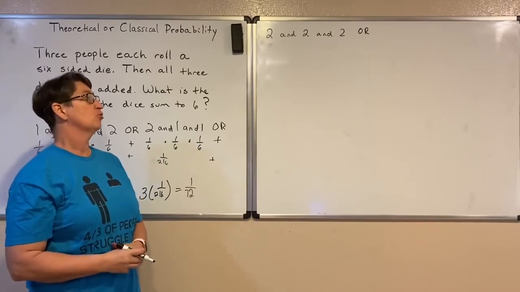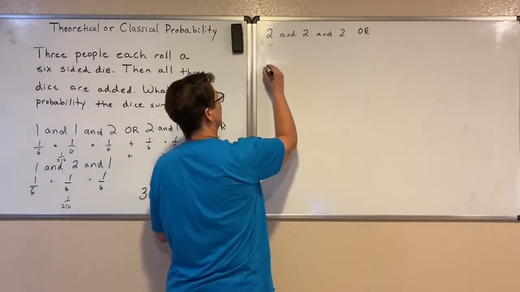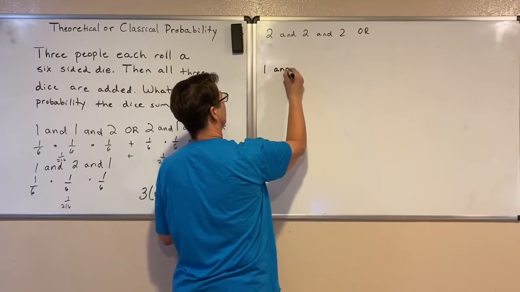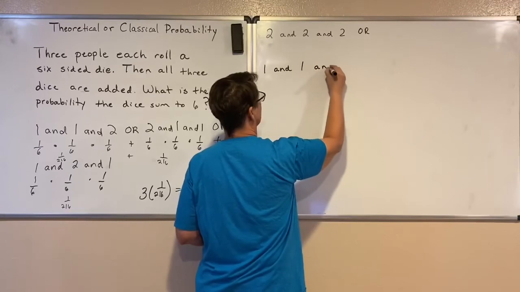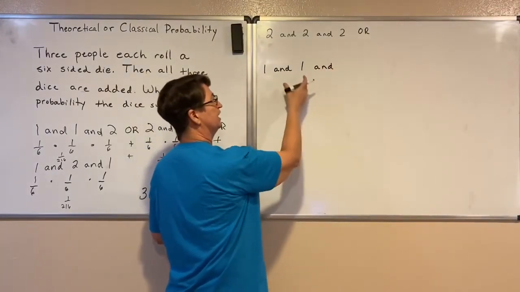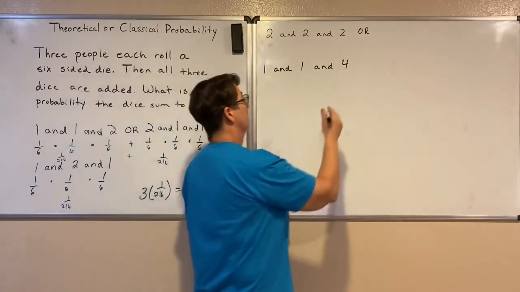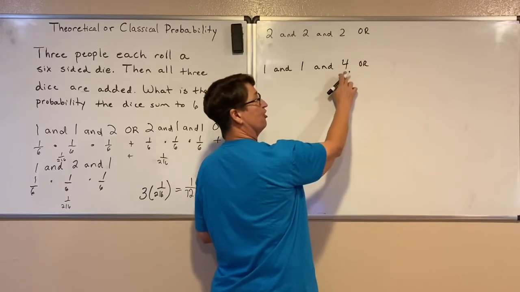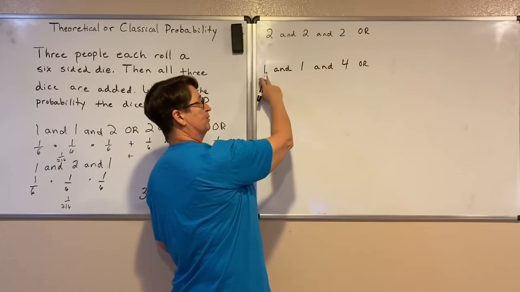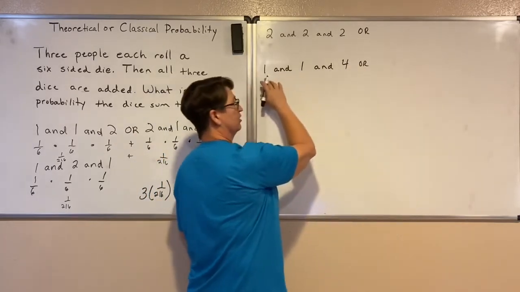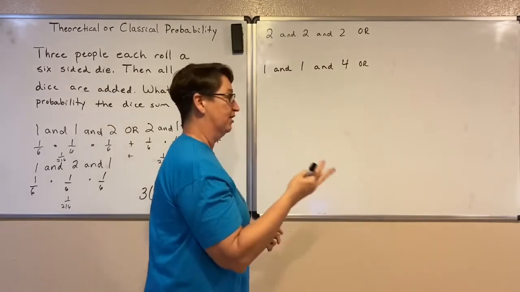Maybe one of them rolls a 1. So let's see what happens if one of them rolls a 1. So if one of them rolls a 1, and the second one also rolls a 1, then that third one would need to roll a 4 so that they summed to 6. Now, it could be the third person that rolled the 4, but it could also be the second person, or it could be the first person. So there are actually 3 different possible ways for us to get this 1 and 1 and 4, to get 2 1s and a 4.